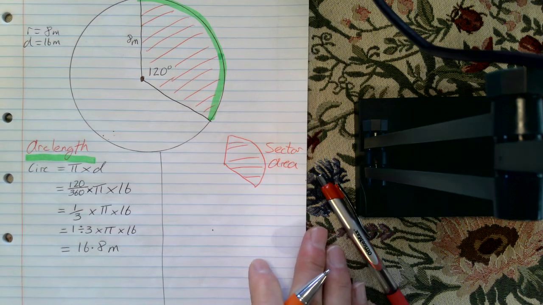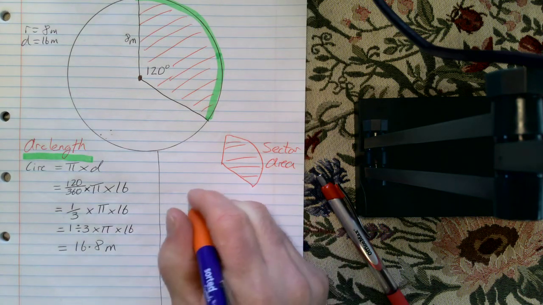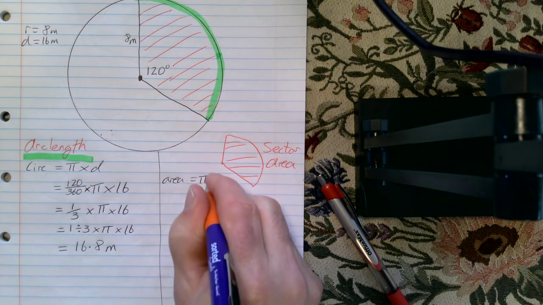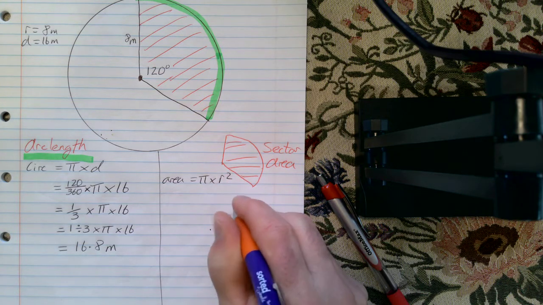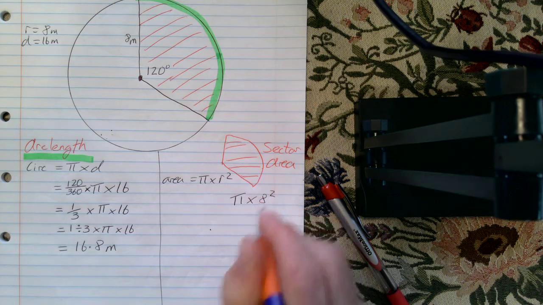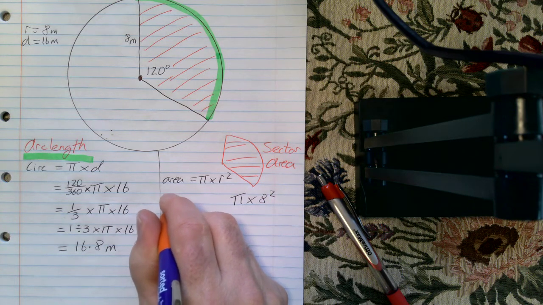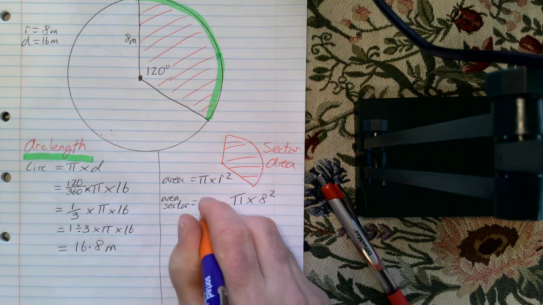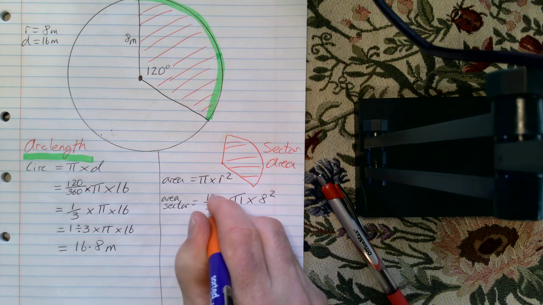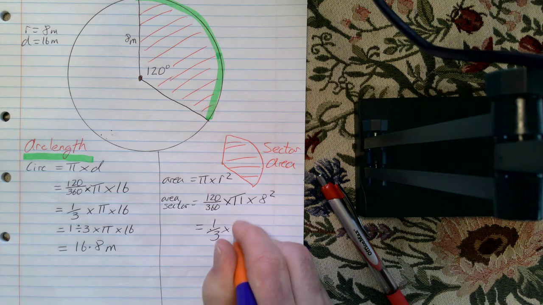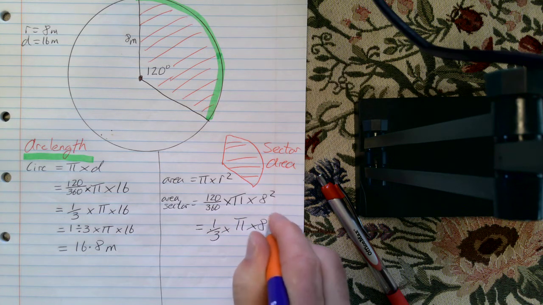And then when I go to area, the same principle applies really. So I know that area of a circle is simply pi times a radius squared. So that's going to be part of my answer, pi times radius squared, which is 8 squared. So we're going to have area of the sector equals, so we're going to have the fraction at the start. It's the same fraction, so arguably I could simplify it straight away. 1/3 times pi times 8 squared.